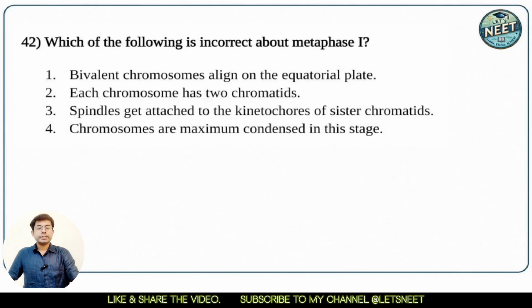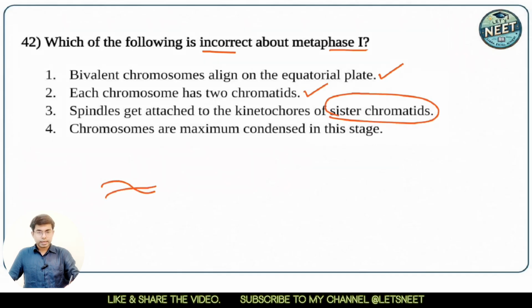Asked that which of the following is incorrect about metaphase 1. So bivalent chromosomes are aligned onto the equatorial plate, correct? Each chromosome has 2 chromatids. This is also correct. Spindle gets attached to the kinetochore of sister chromatid. Now here if you see, because the chromosomes are present as a bivalent, the spindle gets attached to 2 different centromeres. So this one is wrong. Chromosomes are maximum condensed in this stage. This is correct. So here the third one is incorrect.